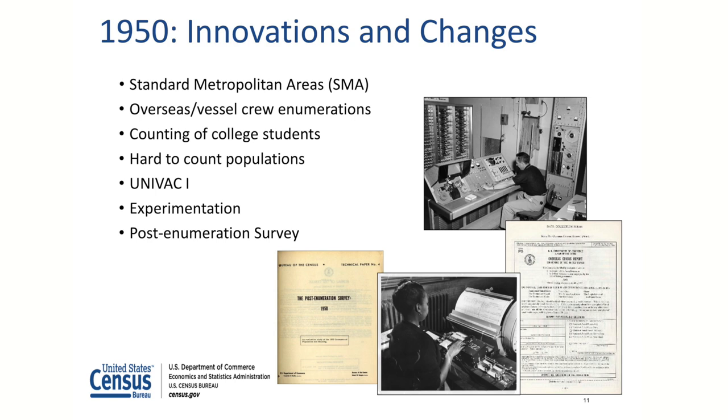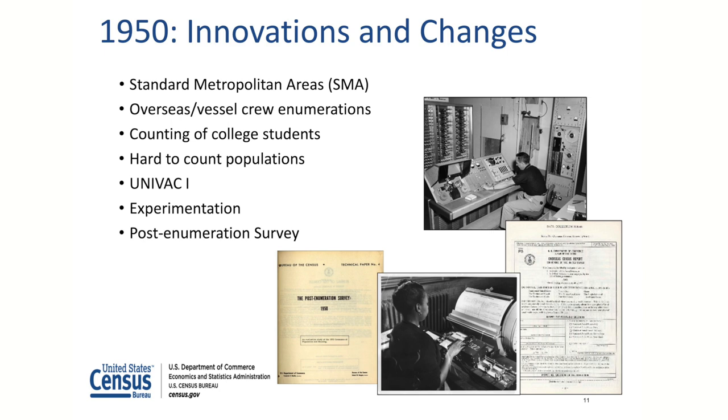And after that, after 1970, went completely to self-enumeration, which we still do today. The counting of college students prior to 1940, actually prior to 1950, college students were generally counted at their parents' homes, not at their college, because it was considered that on their breaks, they would go home and live with their parents. So that would be their usual place of residence.